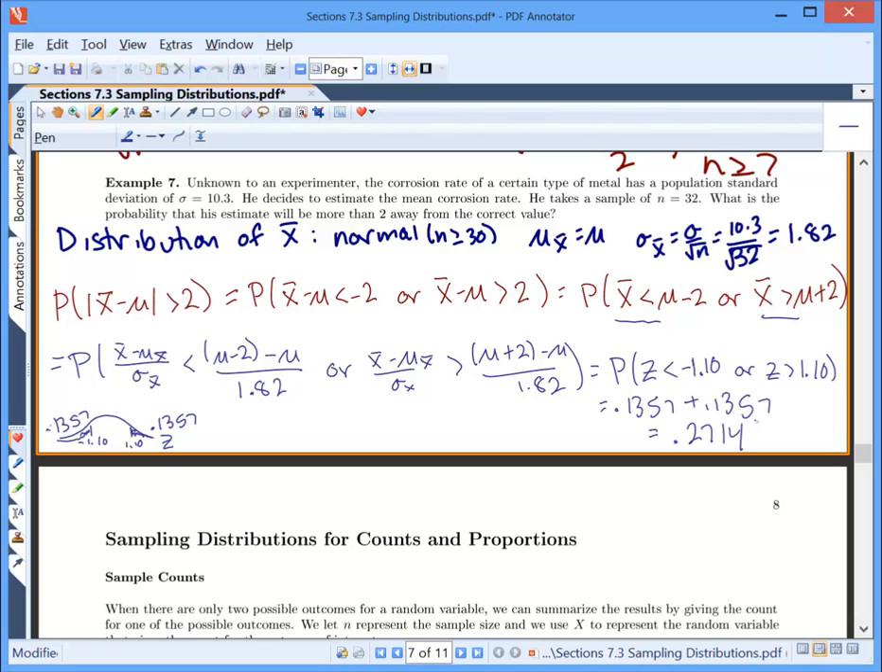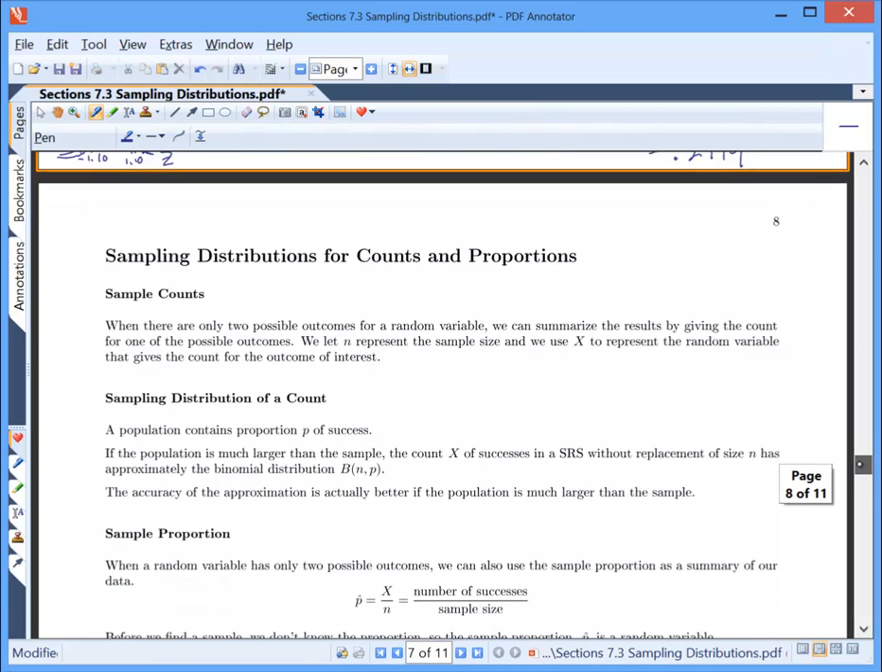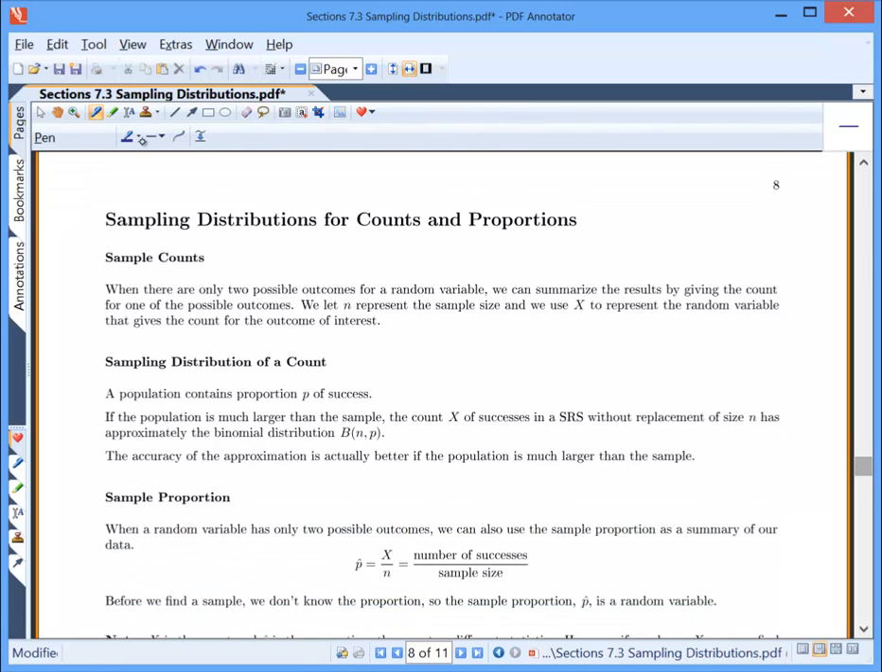Okay, that was the last problem for sampling distributions for the mean. Now we're going to go on to sampling distributions for counts and proportions.